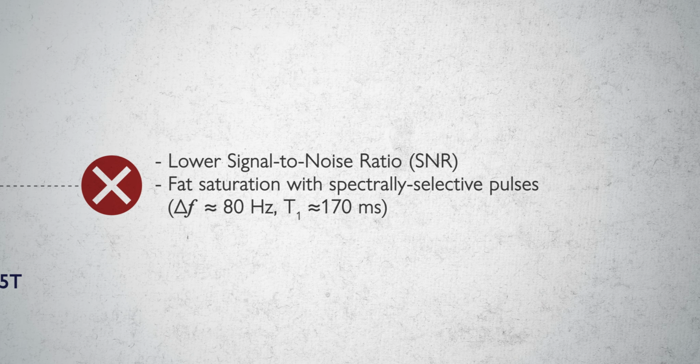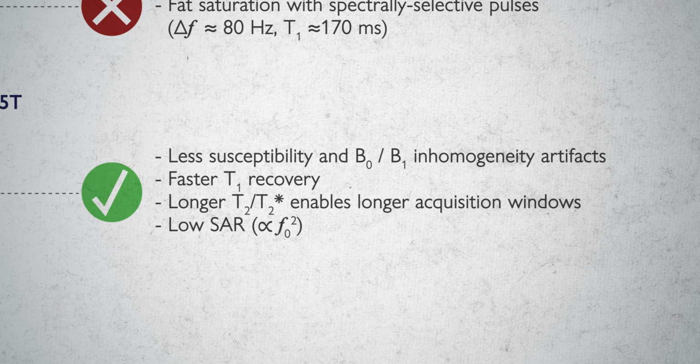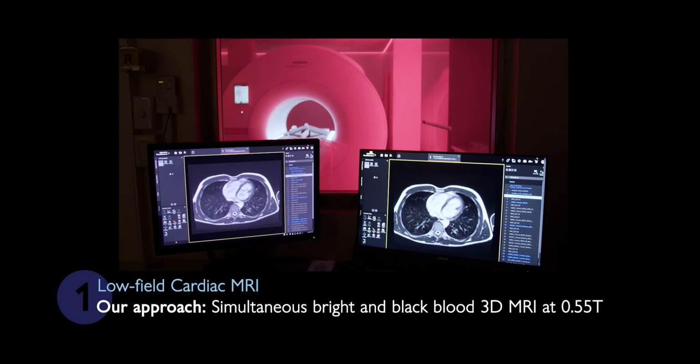This is due to the changes in magnetic properties of the tissues and the decreased signal-to-noise ratio experienced at lower field strengths. Nevertheless, we can exploit some of these properties to increase the image quality to be comparable to 1.5T. Some of these are reduced homogeneity artifacts, faster signal recovery, and longer signal decay. To tackle these problems, we used a high-end low-field scanner.